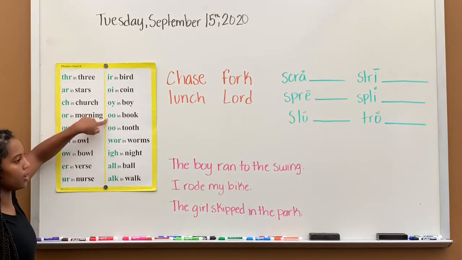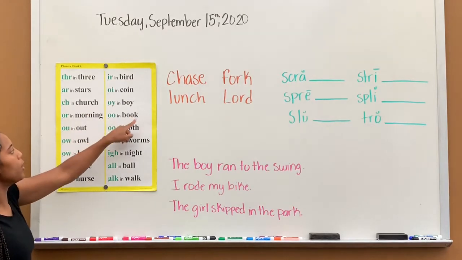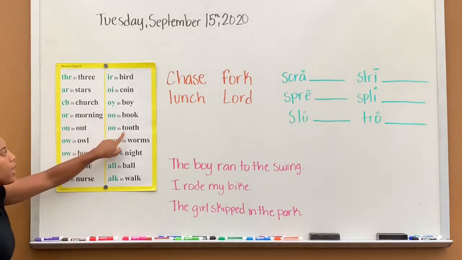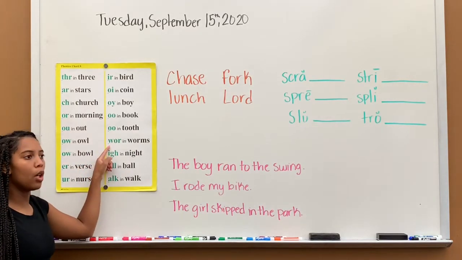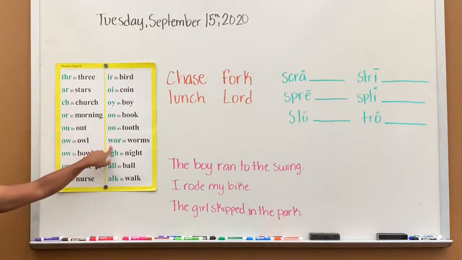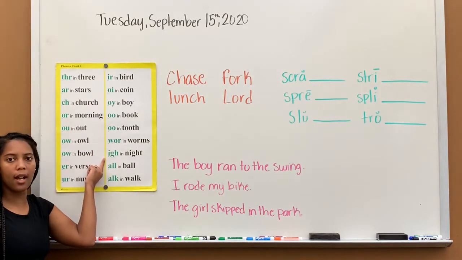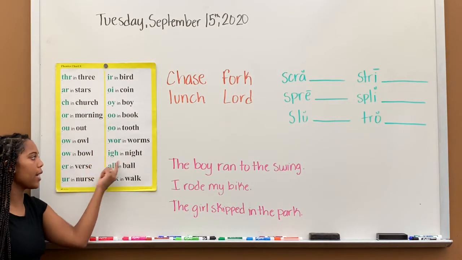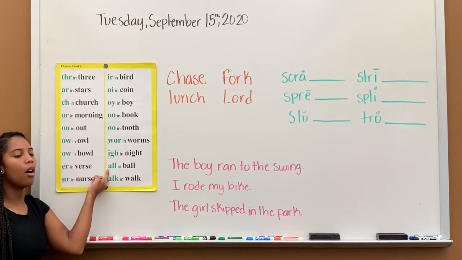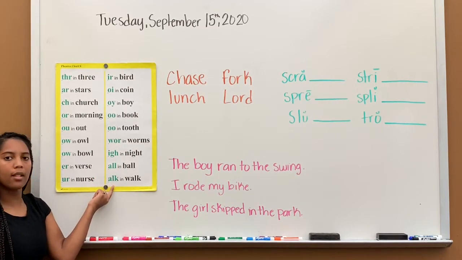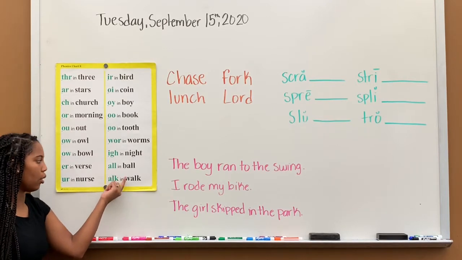OO says oo in book. OO says ooh in tooth. WOR says were in worms. IGH says I in night. ALL says all in ball. ALK says ok in walk.